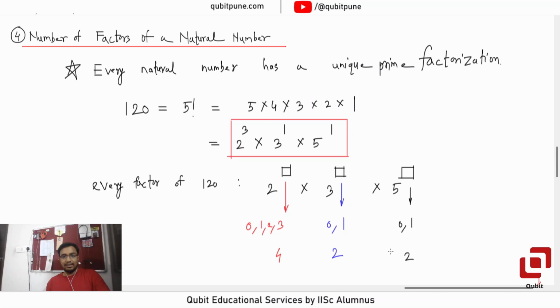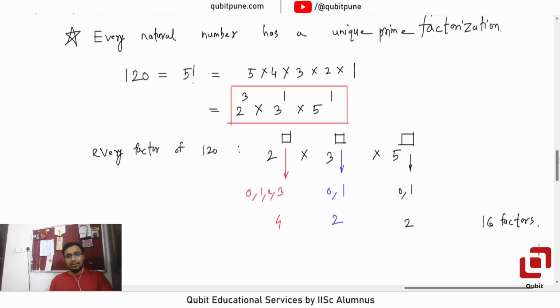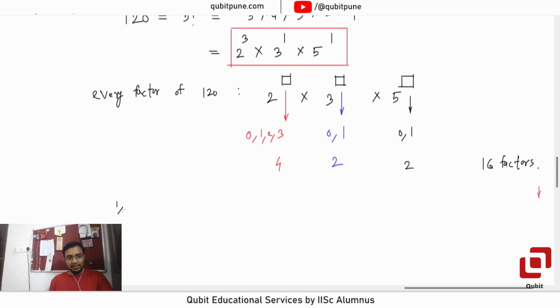So how many factors are there? 16 factors are there. Okay. So if possible, you can just make a list. 1 is there, 2 is there, 3 is there, 4 is there, 5 is there, 6 is there, 8 is there, 9 is not there, 10 is there, and 12 is there, right? And 24 is also there.